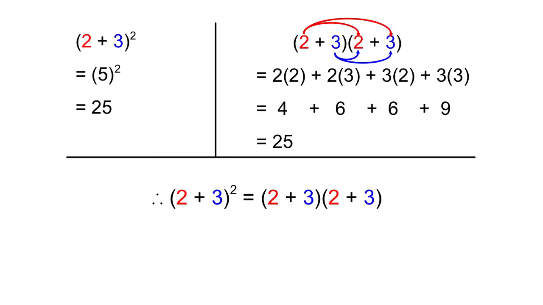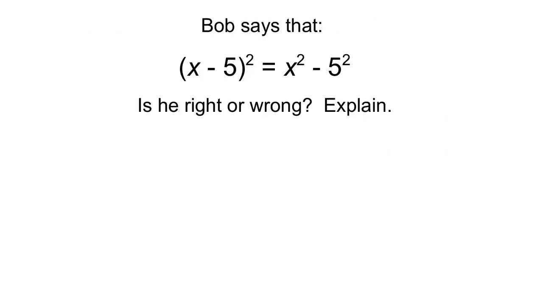Now look at this. 2 plus 3 squared is the same as 2 plus 3 times 2 plus 3. So all I want to show you is that if you're squaring a binomial, you're just multiplying that binomial by itself. And we just looked at how to multiply binomials by other binomials in the previous example. So it's really the same thing.